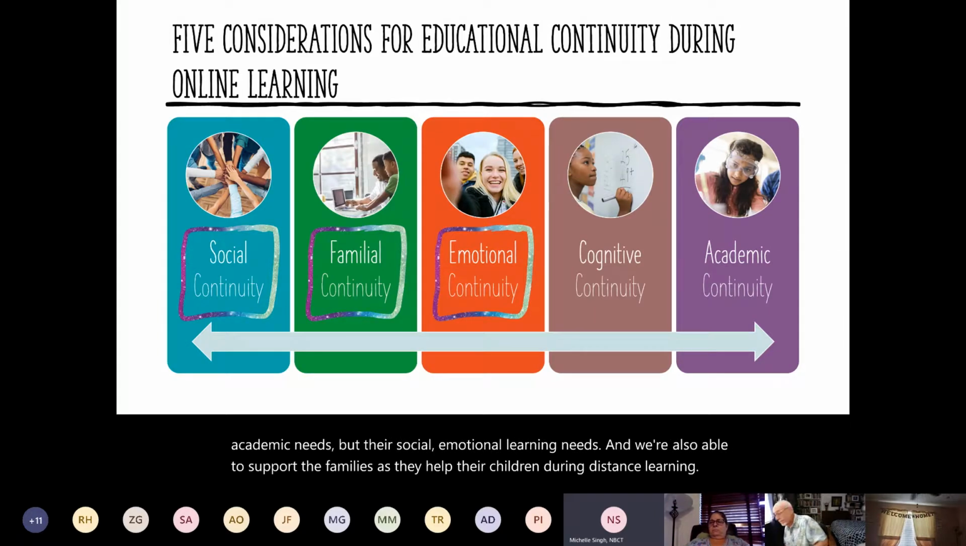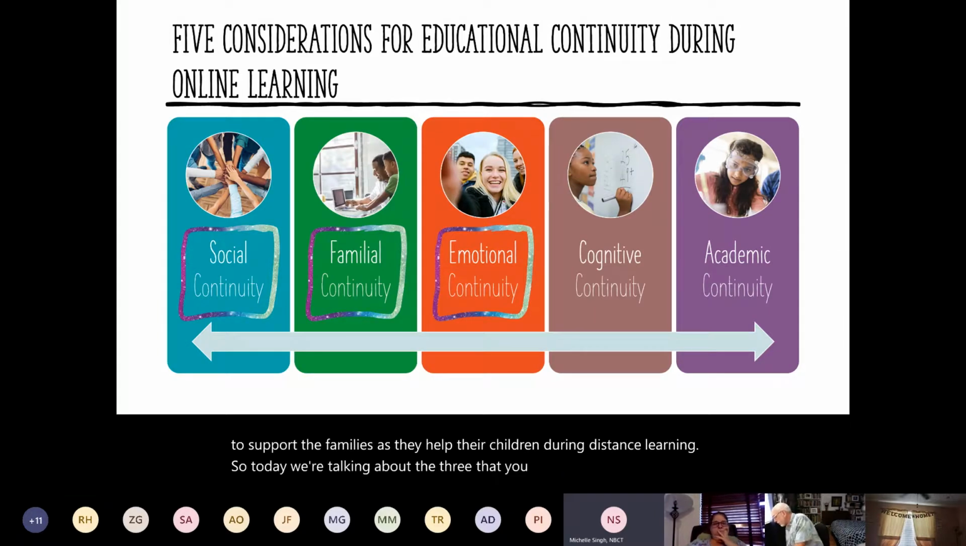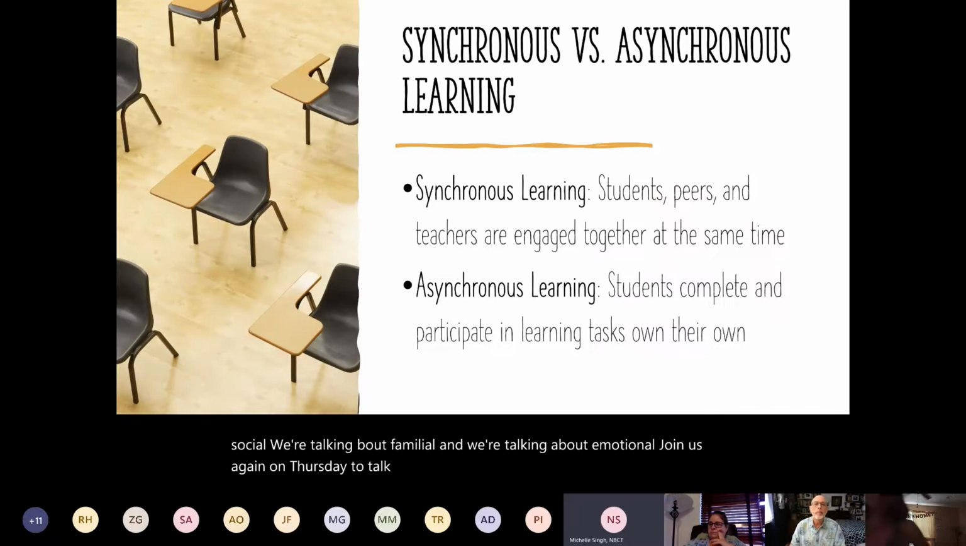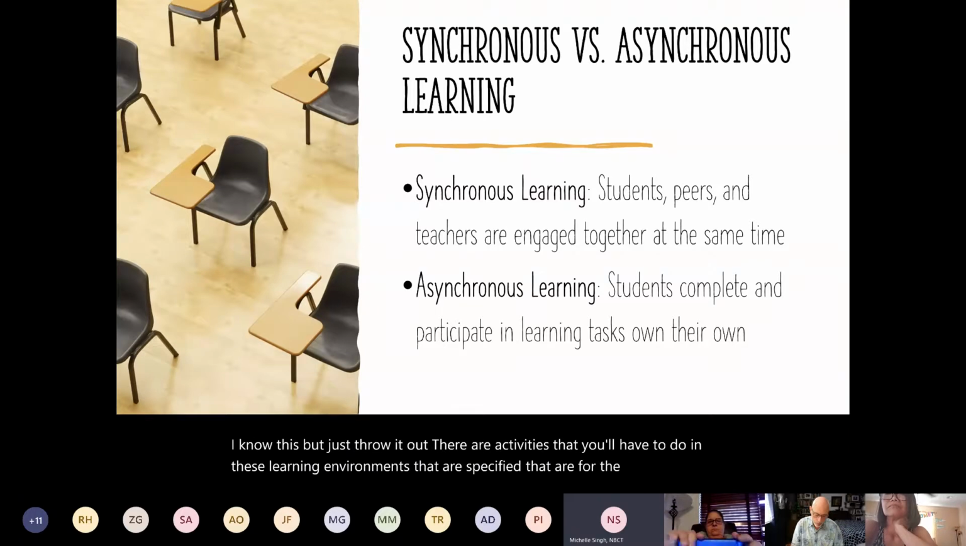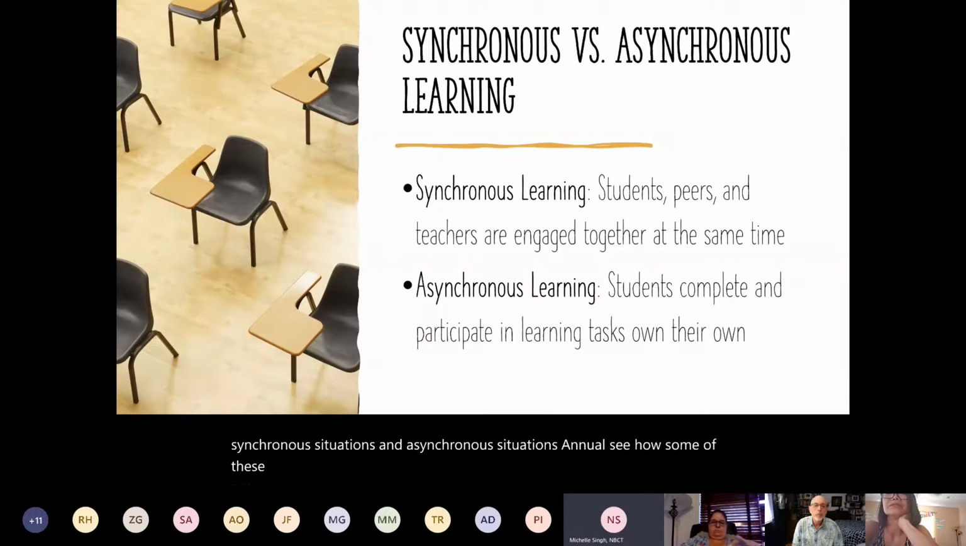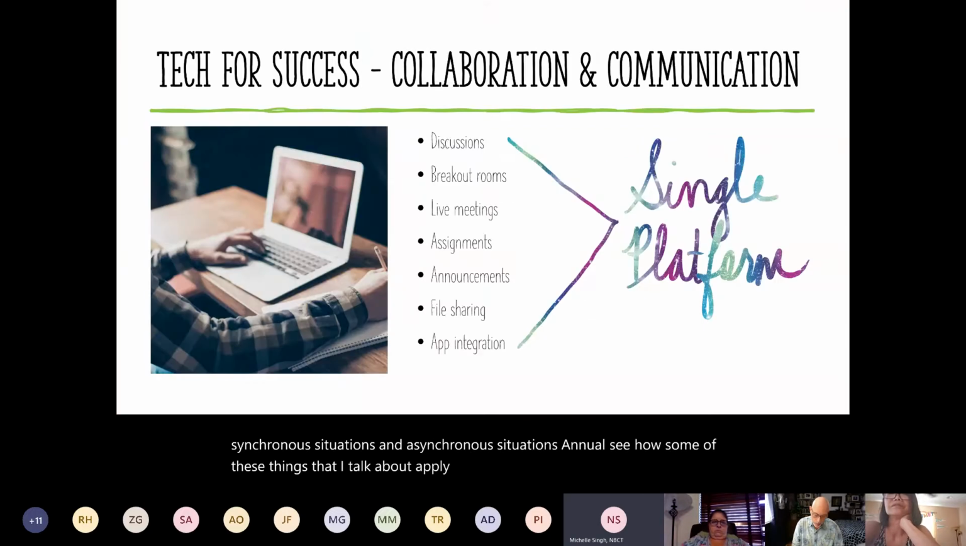So today we're talking about the three that you see circled: social, familial, and emotional. Join us again on Thursday to talk about cognitive and academic. Before we get started, I know you know this, but just to throw it out there, there are activities that you'll have to do in these learning environments for synchronous situations and asynchronous situations. You'll see how some of these things that I talk about apply to one or the other or both.